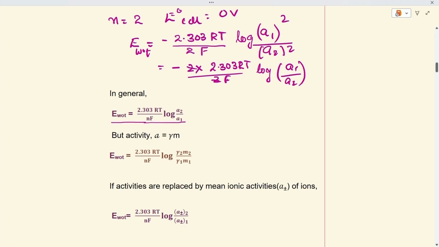The EMF of the cell without transference in a concentration cell is equal to 2.303 RT by NF log A2 by A1. That is, A2 is the concentration in the cathodic compartment and A1 is that in the anodic compartment. In the other case we were seeing it as the anodic compartment divided by the cathodic compartment, and here it is the activity of the cathodic compartment divided by the activity of that electrolyte in the anodic compartment. So, these are of the electrolytes.